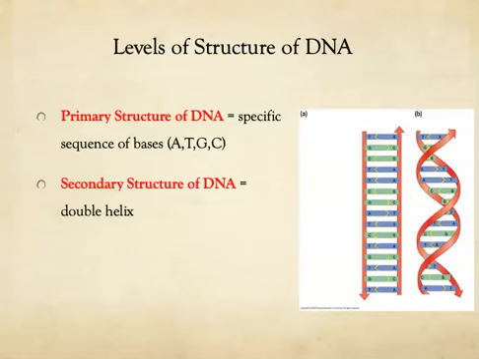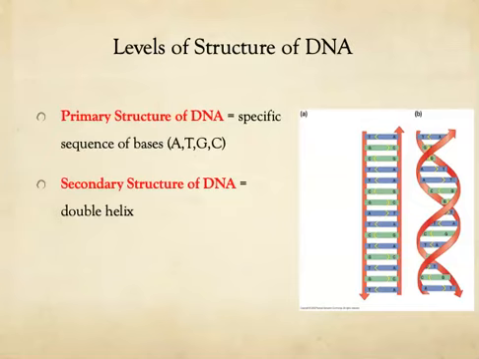Remember, in living cells, DNA exists as a double-stranded molecule, but we can describe it as having multiple different levels of structure. The primary or the simplest level of structure that you can describe DNA as having is the order of the bases in the molecule. In other words, the specific sequence of the A's and the T's and the G's and the C's. That's the simplest way to describe a piece of DNA in its primary structure.